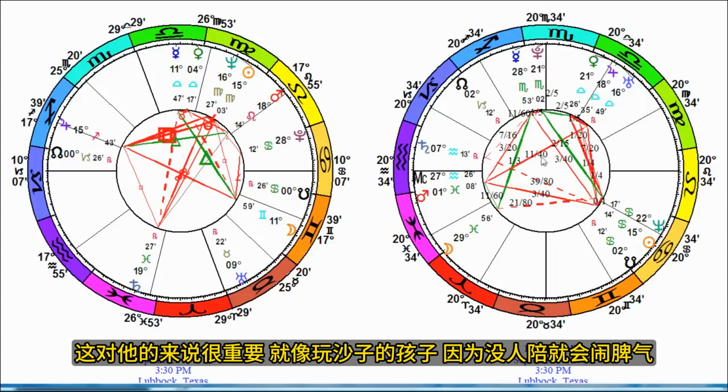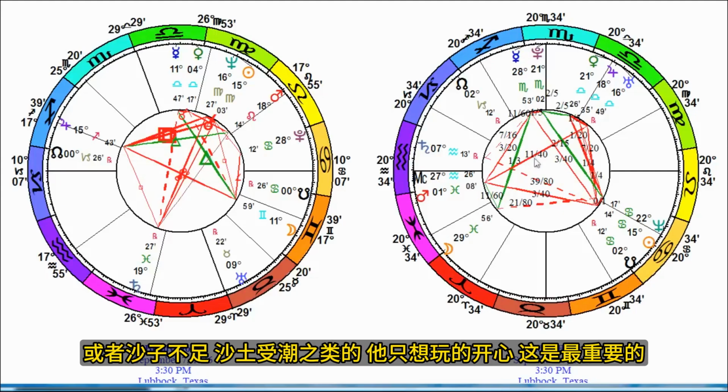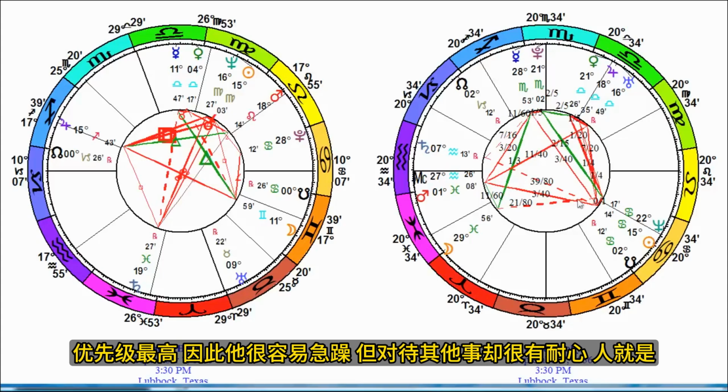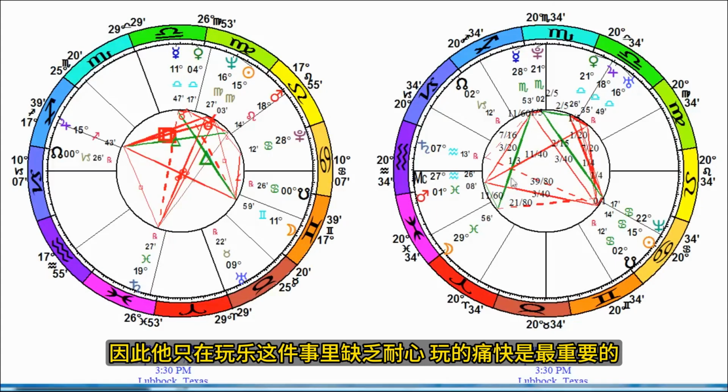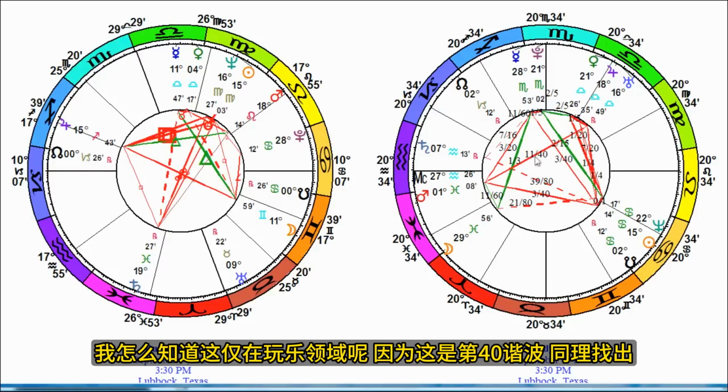It's important to him. It's like a kid in the sandbox getting angry because there's nobody to play with, or there's no sand in the box, it got wet or something. He's got to play. It's very important to him. He gets impatient about it. But he can be very patient about other things. So that's the interesting thing about people. We're very specific, and we're impatient in certain areas. So we know he's impatient. He's got to play. He's got to do it. Really important to him.